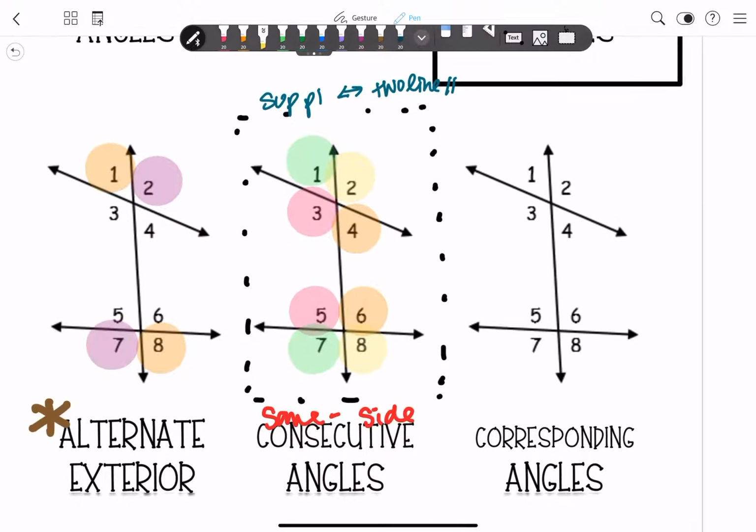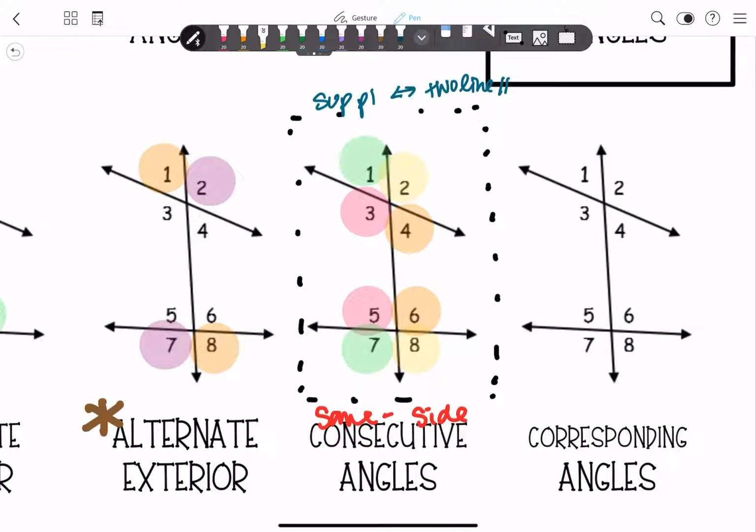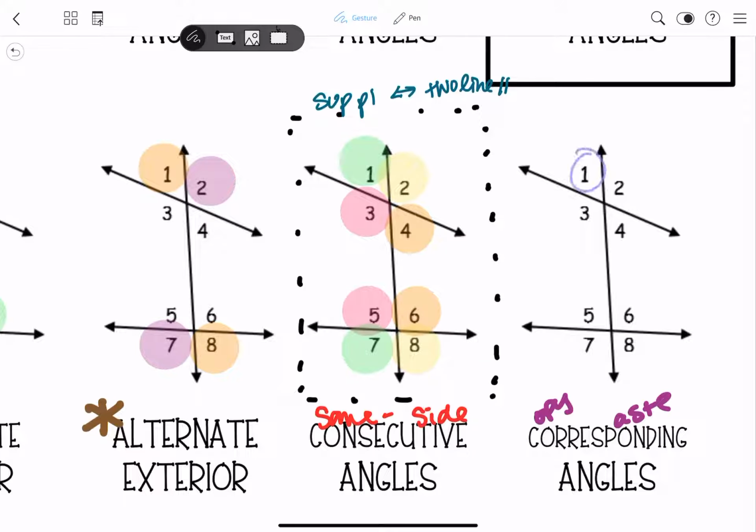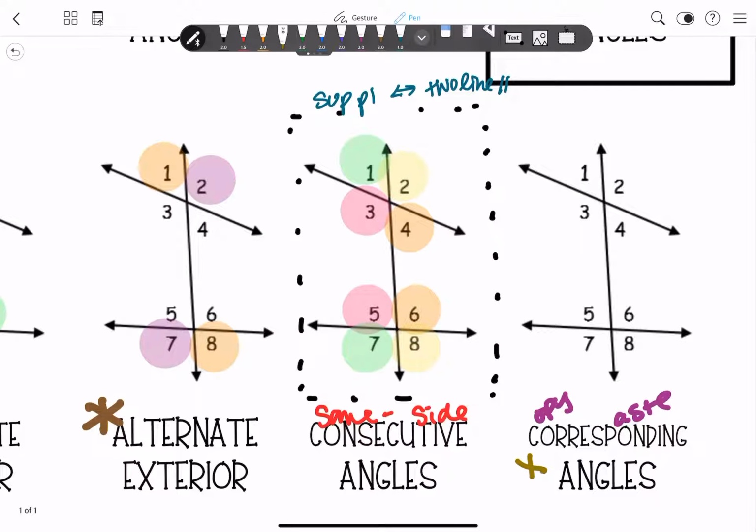All right, our last one here is corresponding angles. What helps me remember this and distinguish it from consecutive is to think copy, paste. You're taking this one right here, copying it and pasting it exactly there if these two lines are parallel. So we're going to put our star here. If these two lines are parallel, then they're going to end up being congruent. It's going to be copy, paste, copy, paste, copy, paste, and lastly, copy, paste, and they are congruent.